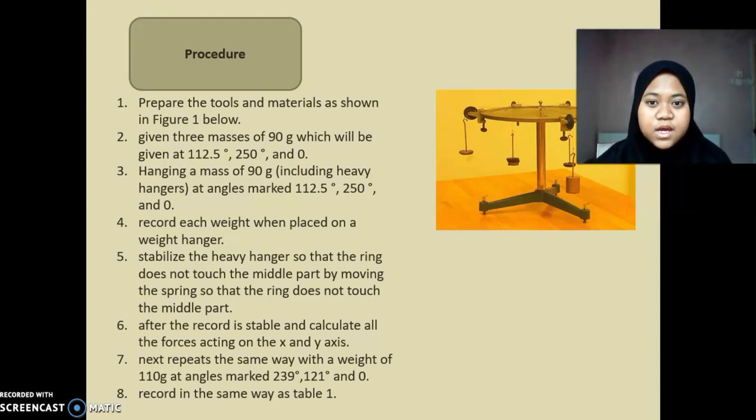Record each weight when placed on a weight hanger. Stabilize the weight hanger so that the ring does not touch the middle part by moving the string. After it is stable, record and calculate all the forces acting on the x and y axes. Next, repeat the same way with a weight of 110 grams at angle marks 239, 121, and 0. Record in the same way as table 1.